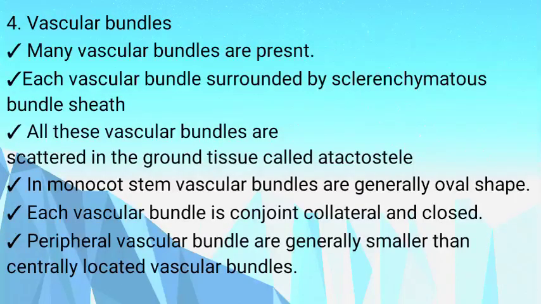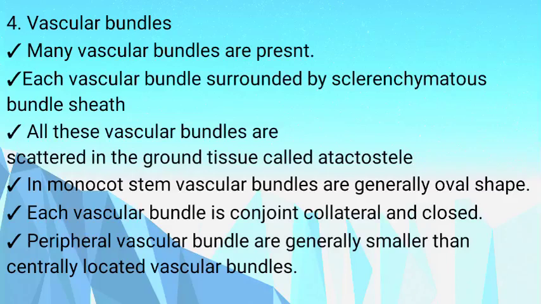Fourth one, vascular bundles. Many vascular bundles are present in monocot stem. Each vascular bundle is surrounded by a sclerenchymatous bundle sheath. All these vascular bundles are arranged in a scattered manner in ground tissue. That's why this type of vascular bundle arrangement is called atactostele. In monocot stem, vascular bundles are generally oval in shape.